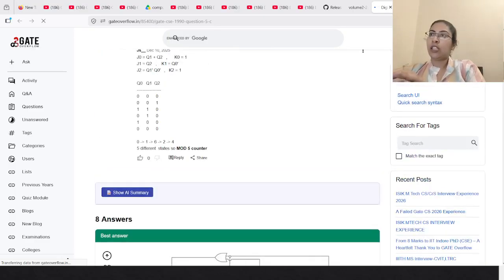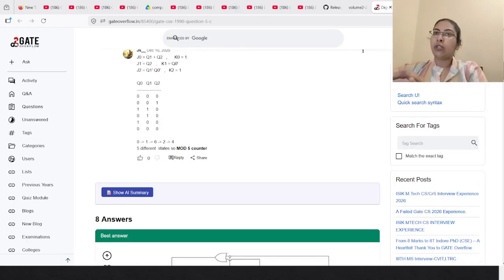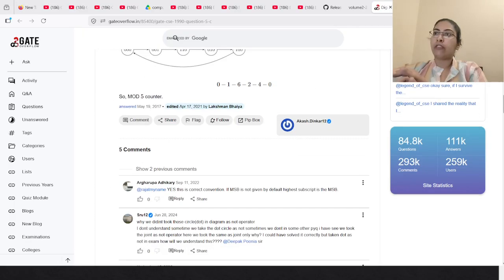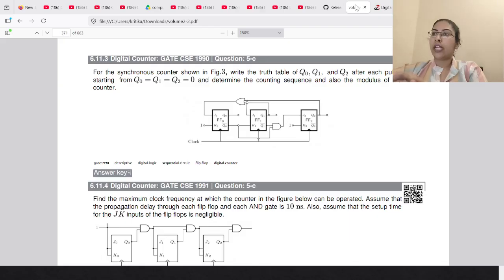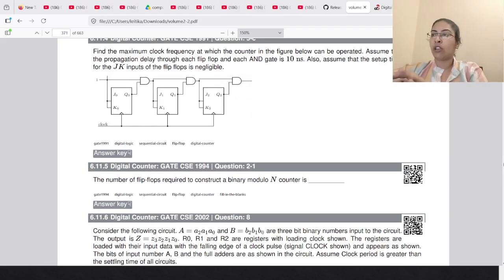Just see the other approaches for this question. If you don't have enough understanding, see this YouTube video. So this way you have to use this platform for the GATE PYQs. Now go to the next question, solve it, and see the solution here if you are not able to solve it.